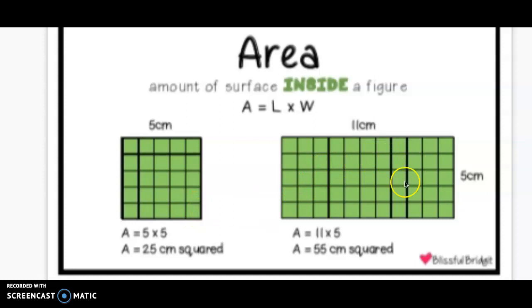In our rectangle, we have 5 rows of 11 centimeters, okay? 5 centimeters by 11 centimeters. And when we have 5 rows of 11, we could either add 11 plus 11 plus 11 plus 11 plus 11, or, as we see here, we just multiply. 5 times 11. 5 rows of 11 is 55 centimeters squared, or square centimeters.